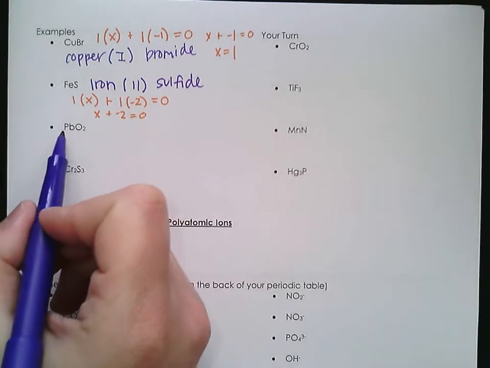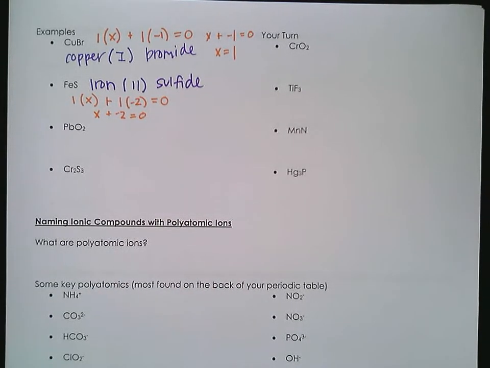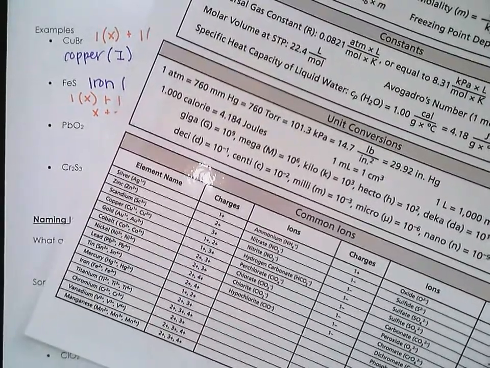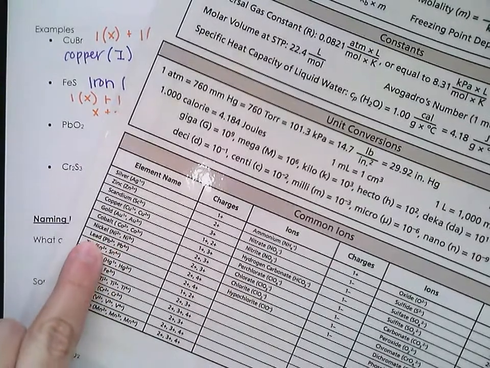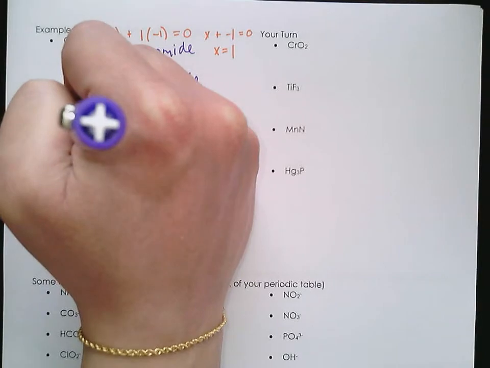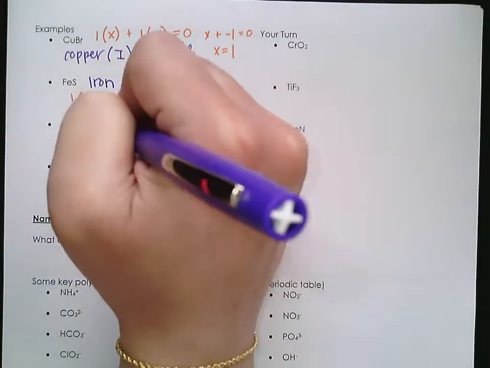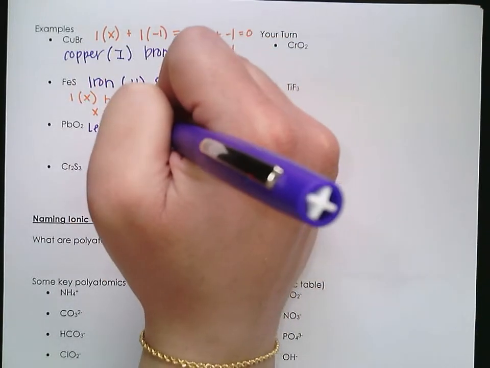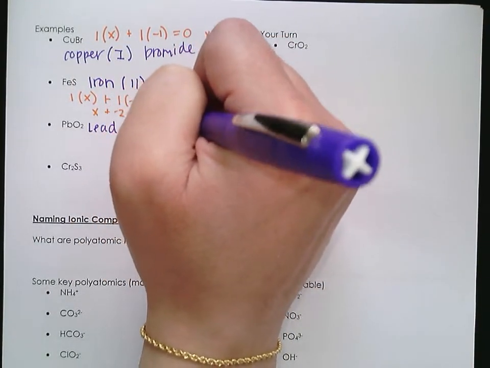Now let's check out this next one, Pb. A lot of people always forget what Pb is. But again, since we know these are non-pattern metals, we can check out the back of our periodic table. And Pb is right here, so we have lead. You could see it had more than 1 charge, so we're going to leave a place for our Roman numerals. And then that oxygen is going to become oxide.